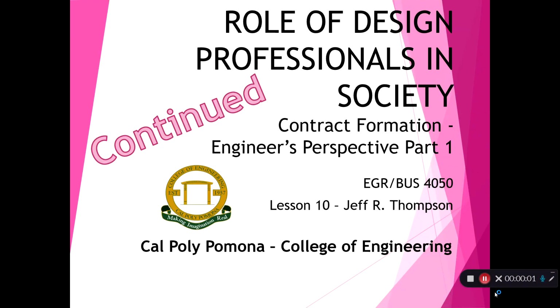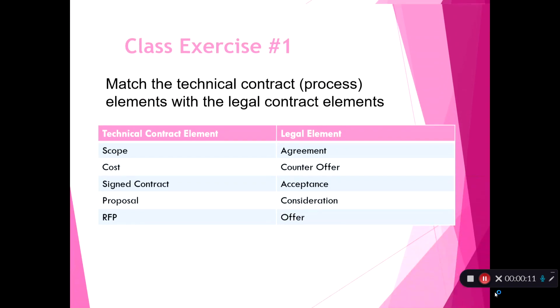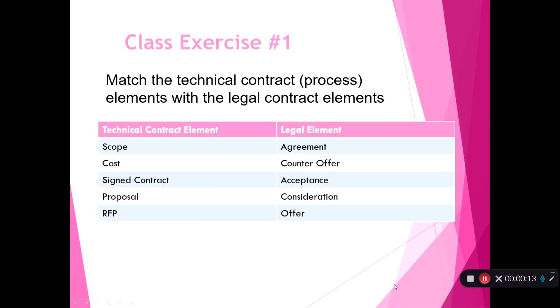Hello class, welcome back. We are now going to continue and complete lesson 10 as it relates to application of some of the principles we talked about in our last lecture. So moving forward, our first in-class exercise will be mapping the 5 terms of technical contract elements to legal elements. How do we go through that? Well, let's apply some of the material we've learned.